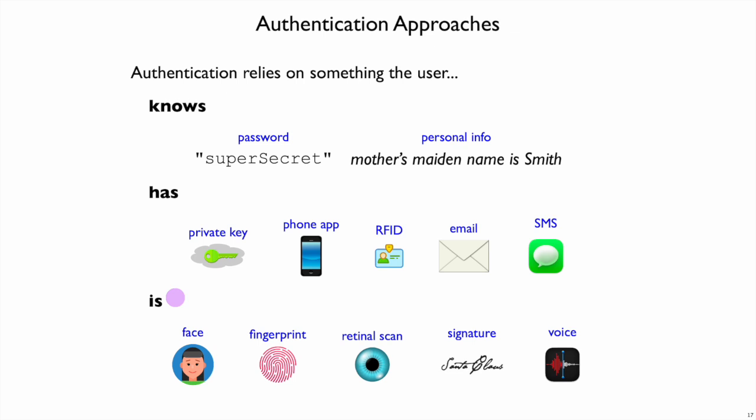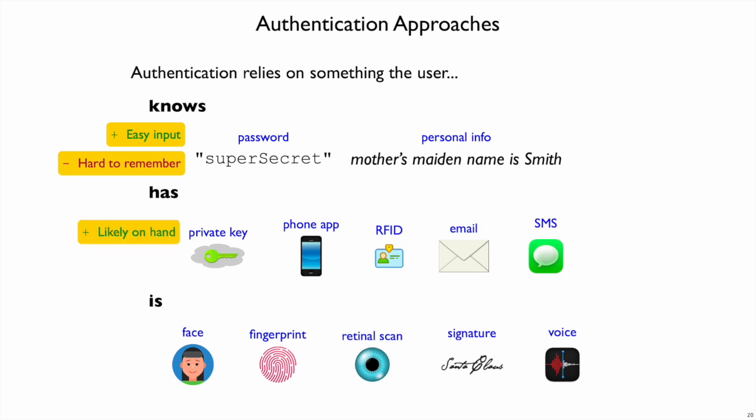Each of these approaches has drawbacks and benefits, so relying on something that the user knows is especially popular because it's easy to have the user communicate that by typing a password into even something as simple as a terminal, for example. And that's one of the reasons that passwords are so widely used, because they're easy to get from the user. We are all familiar with the drawbacks of passwords. They can be hard to remember, especially secure passwords, and then we need extra tools like password managers that, again, have to be authenticated.